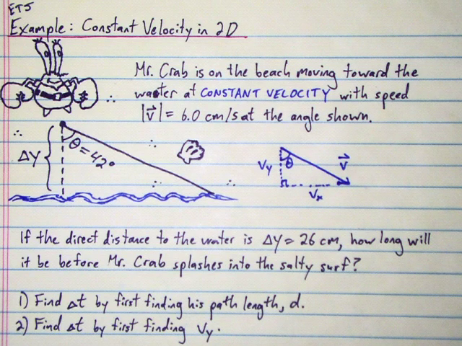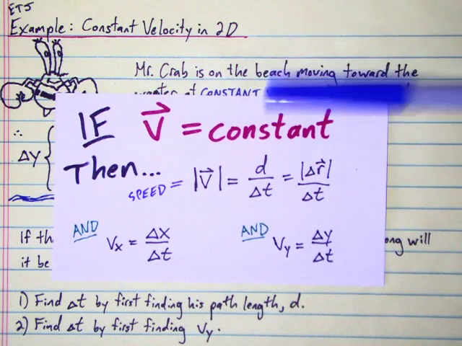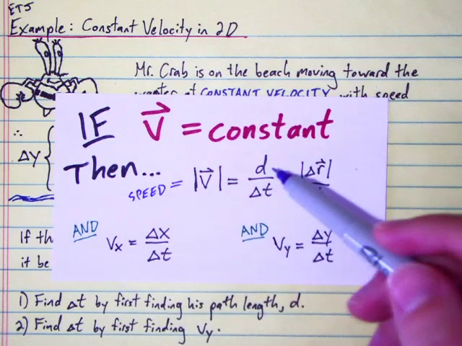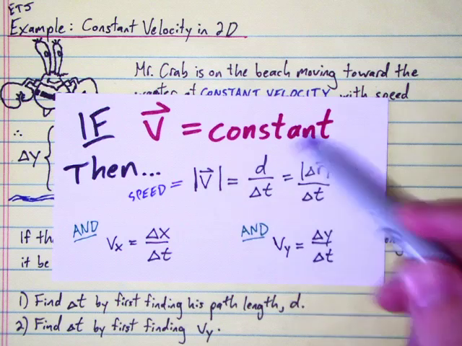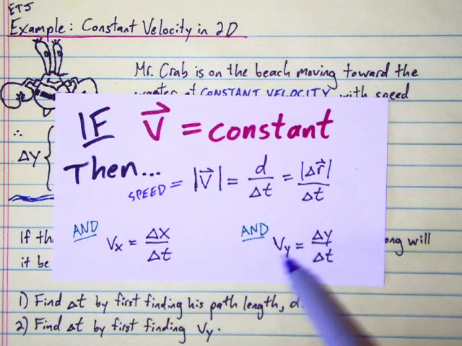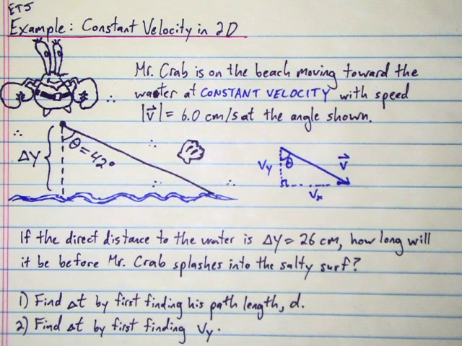And the relationship between all these things is as follows. As long as v is constant, then our speed is just given as the distance over time, sort of a distance is rate times time scenario. And then in the x direction, the x component of velocity is delta x over delta t, and in the y direction, delta y over delta t. Okay, go ahead and pause the video, find delta t in those two ways, then we'll go over it together.